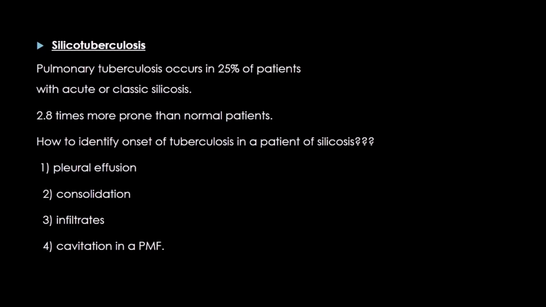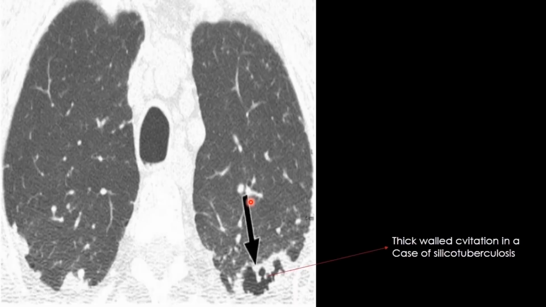Silicotuberculosis. Pulmonary tuberculosis occurs in 25% of the patients with acute or classic silicosis. It is 2.8 times more prone than in normal patients. How to identify the onset of tuberculosis in a patient with silicosis? It is by these manifestations: the occurrence of pleural effusions, consolidations, infiltration, and cavitation in an already known case of PMF. Then we need to think about onset of tuberculosis in a patient with silicosis. This is an axial CT chest in a lung window, where you can find cavitation.